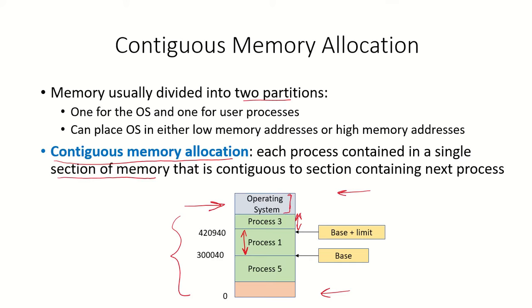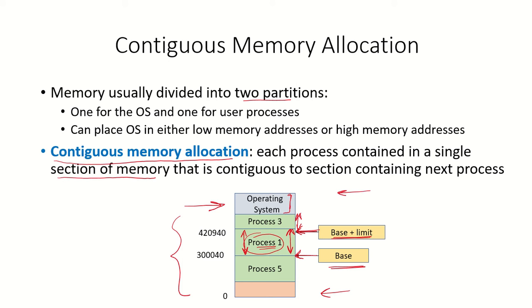Now there is a base register which will be keeping the smallest address from where that process is starting, and there would be a maximum address which a particular process can access. So this would be specified by the limit of this particular process. So the base plus limit would be referring to the highest memory address that a particular process can access. No process is allowed to access the address space of another process.